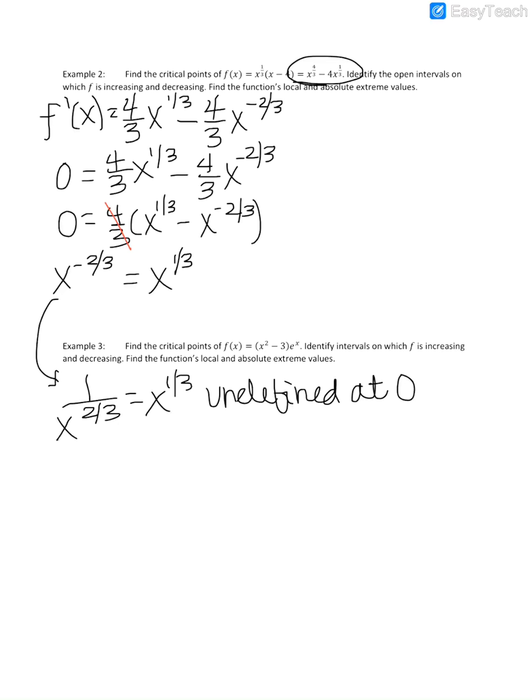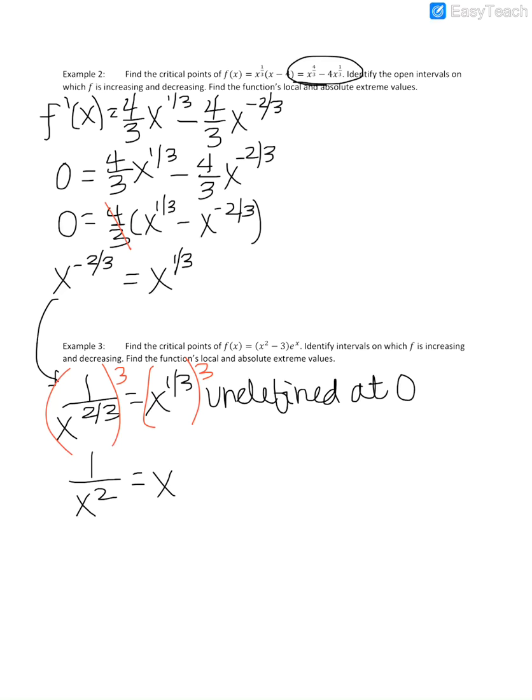All right, at this point, I think I should cube both sides because what that's going to do is get rid of these crazy exponents that I have. Okay, so on the left, I get 1 over x squared, and on the right, I get x.